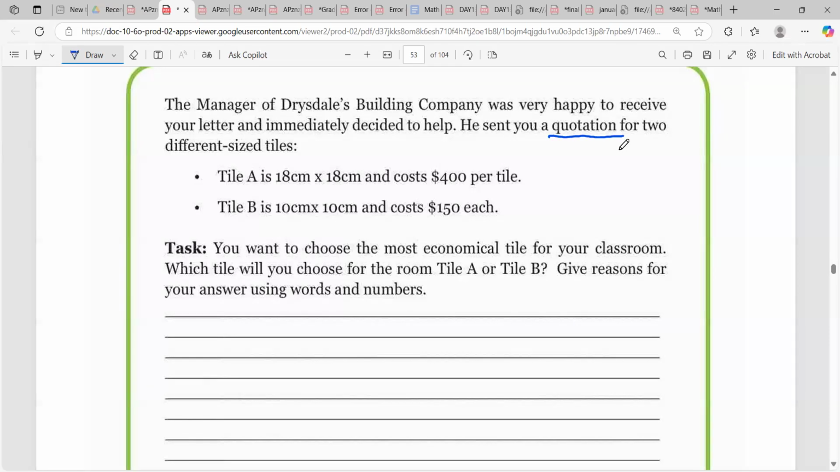So this is what it says. Tile A is 18 centimeters by 18 centimeters and costs $400 per tile. Tile B is 10 centimeters by 10 centimeters and costs $150 each. You want to choose the most economical tile for your classroom. Which tile will you choose for the classroom? Tile A or tile B? Give a reason for your answer.